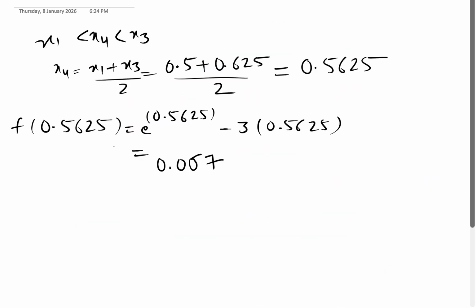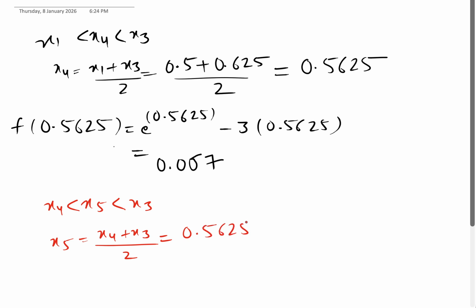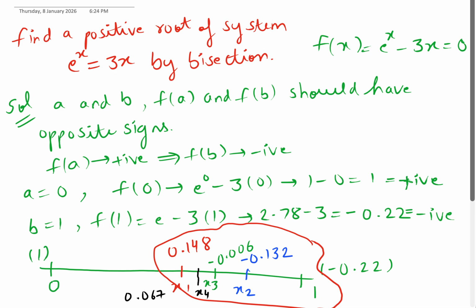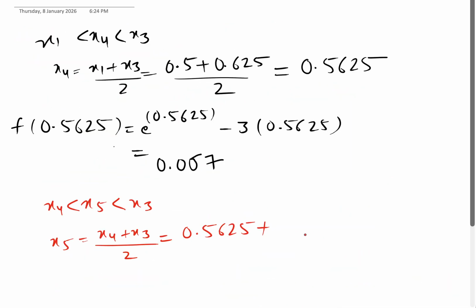So let's calculate one more root. It will be between x4 and x3. x5 will be (x4 plus x3) upon 2. x4 is 0.5625 plus x3, which is 0.625, upon 2, which is about 0.59.